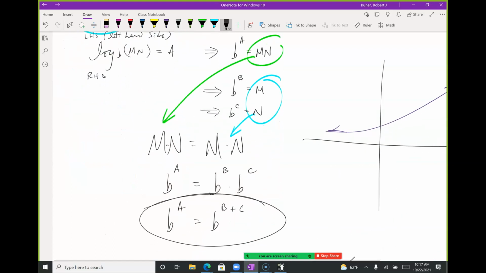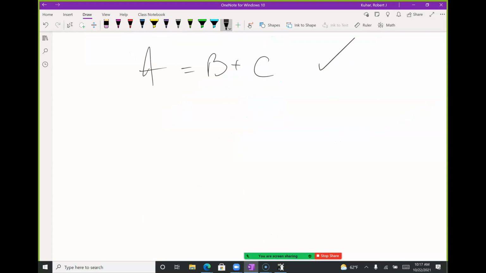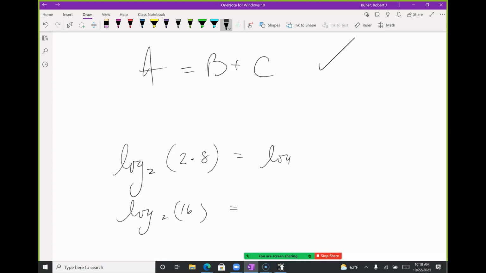Let's look at a real simple example. Let's look at log base 2 of 2 times 8. Of course that's log base 2 of 16, right? But I want to use my property here to split this into 2 logs. So we're going to write log base 2 of what? Of 2, plus log base 2 of 8.